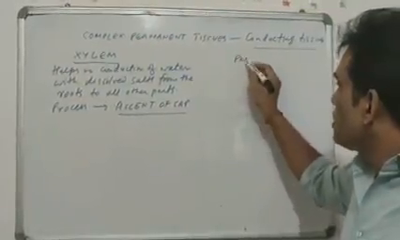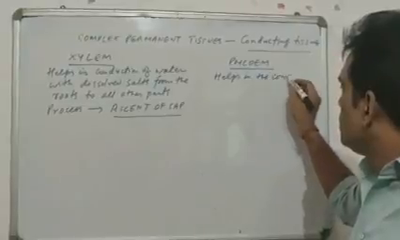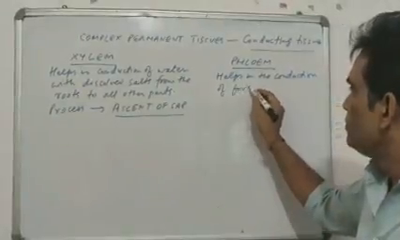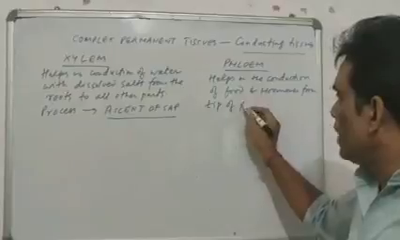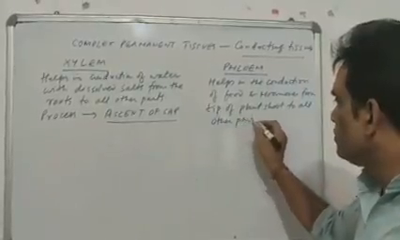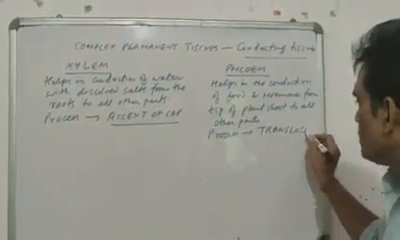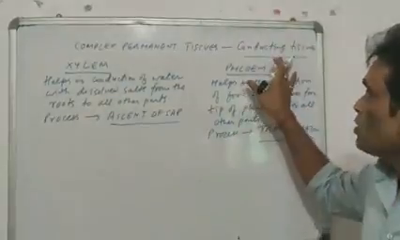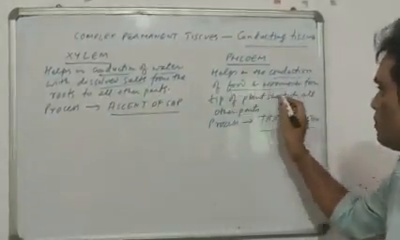As far as phloem is concerned, phloem helps in the conduction of food and hormones from the tip of the plant shoot to all other parts. The process is known as translocation. So these are the two tissues called complex permanent tissues. They are also called conducting tissue because both of them help in the conduction. One helps in the conduction of water with dissolved salts, the other helps in the conduction of food and hormones.